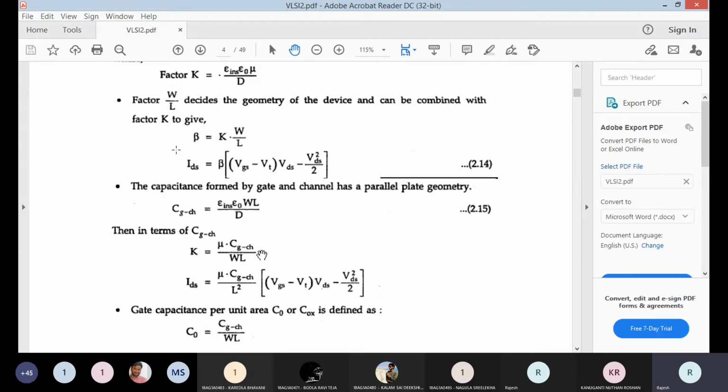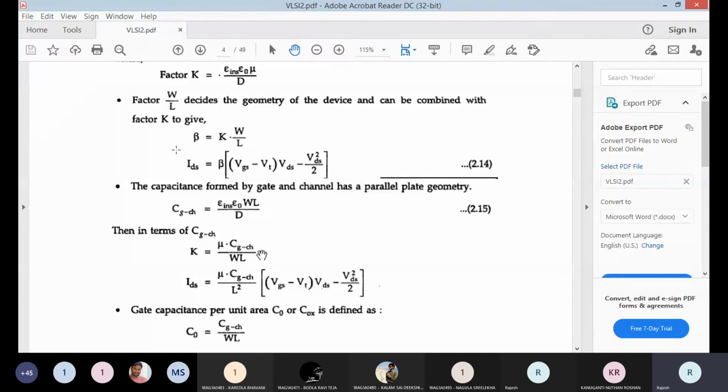So your VGS is equal to threshold voltage. So channel is formed, but drain to source voltage is given ground. So if channel is formed, electrons are available, but no carriers will move because there is no supply between VDS. Okay, so corresponding current is 0. That you can calculate by substituting in equation 2.14 VDS = 0. If you substitute VDS = 0, what happens? Total current is 0.